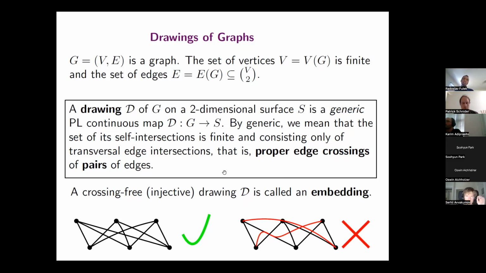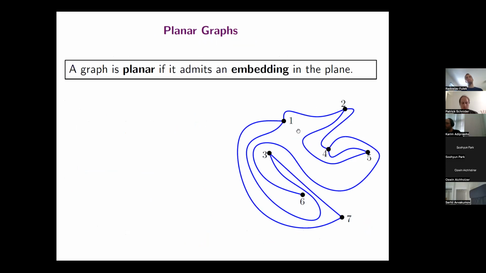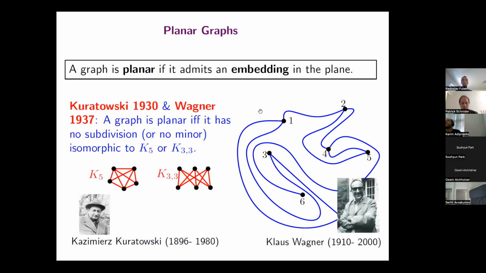And so if we are lucky, we can draw a graph on a surface without any crossing. In that case, the mapping D from the graph onto the surface, or into the surface, will be injective. And so that's the lucky situation when we get an embedding. So in the plane, the best that you can hope for is that the graph is planar, right? And there is a nice combinatorial characterization of planar graphs. So the graph is planar if it doesn't contain certain forbidden substructures, where these substructures are topological subdivisions.